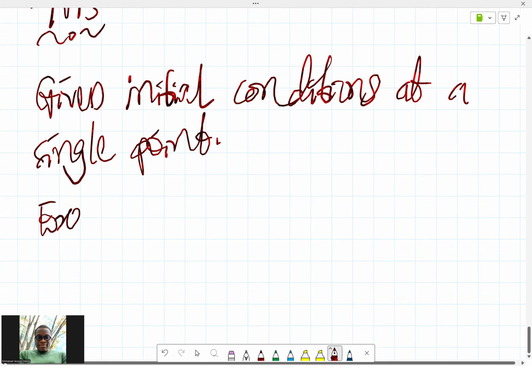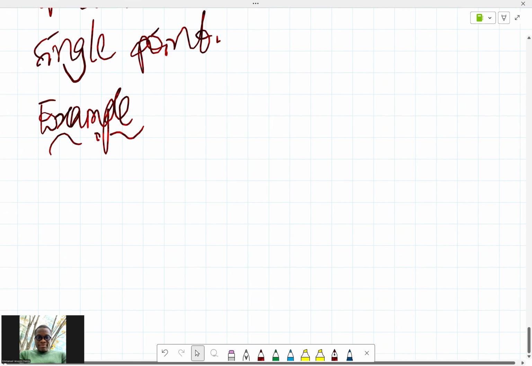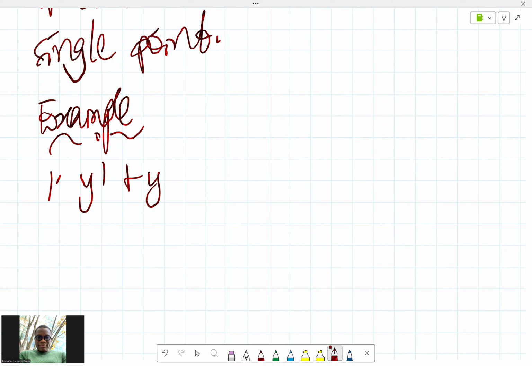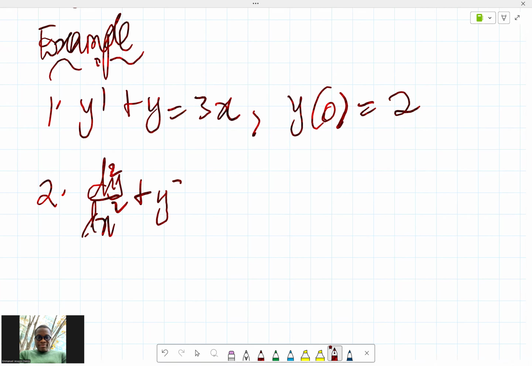A very good example would be this. Say you have y prime plus y equals 3x, and then y of 0 is equal to 2. In this case you have an initial condition, with only one condition given. So that's an initial value problem. Another example of this is maybe you have d squared y over dx squared plus y squared equals y, if you like.